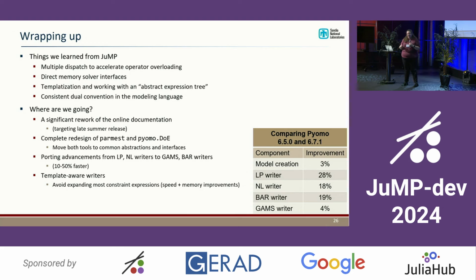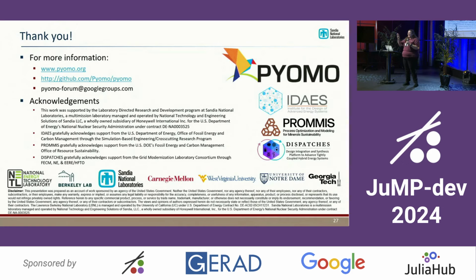So I have a couple notes on where we're going next. We've been slowly making some performance improvements over the last few releases. I'll say maybe the most important thing we've been thinking about ties back a bit to Josh's talk this morning, is the idea of having template-aware writers or templatized models where you're not expanding everything and you can exploit that templated structure. We have some ideas around how to do that on the Pyomo side that we're currently working on. So thank you for your attention, and I'm happy to take any questions.